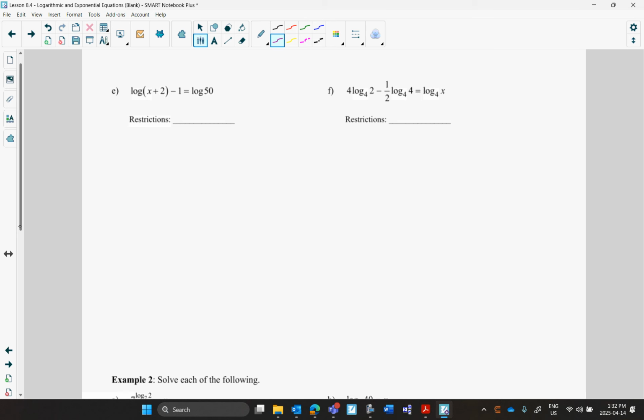Restrictions on this one? x has to be greater than -2. I've got a constant of -1 there, which means I've got to get the logs on one side, the constant on the other, and then get a single log on the side where the logs are, change it to exponent form and solve from there. So I'm going to take this over here by adding 1. And I'm going to take this log 50 over to join the log on the left by subtracting log 50.